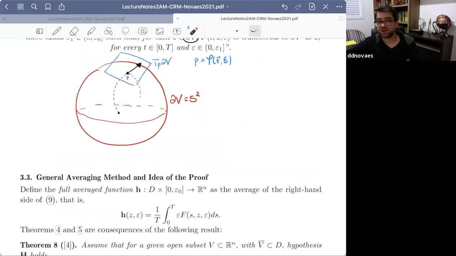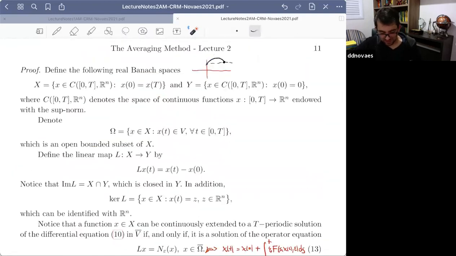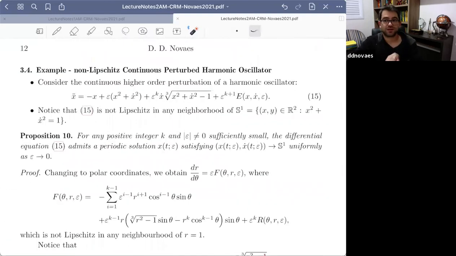Okay, so I think that it's enough for today. I think I'm going to finish here, and on Friday I'm going to start explaining an example of the theorem, which is a non-Lipschitz continuous perturbed harmonic oscillator.